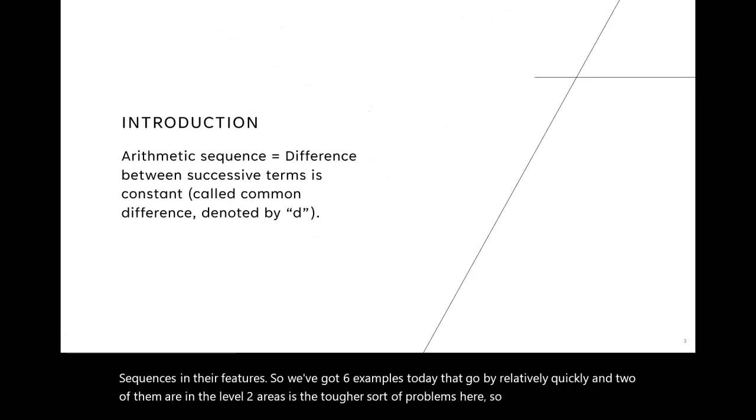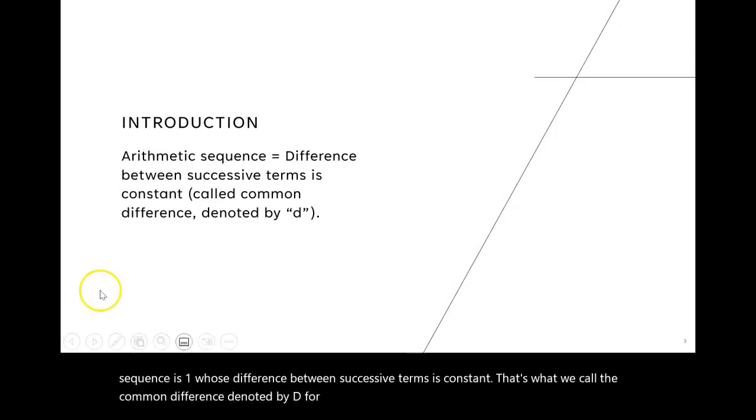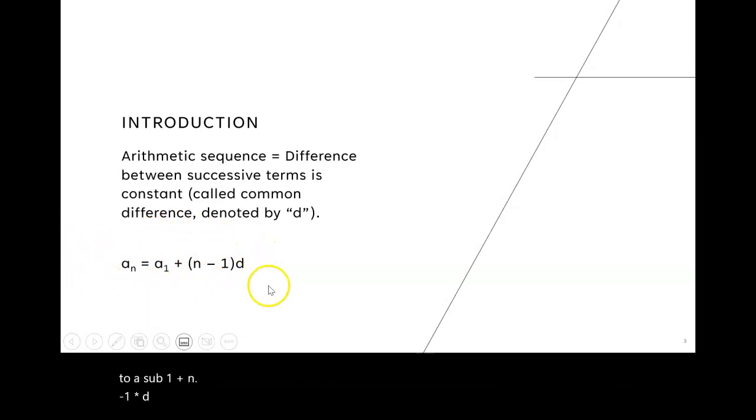So an arithmetic sequence is one whose difference between successive terms is constant. That's what we call the common difference, denoted by d for difference, so it makes sense. And we'll have a formula for our arithmetic sequence based on our term n and our difference d, and it goes a sub n is equal to a sub 1 plus n minus 1 times d. All right, and if you worked on the lab, you know where that formula comes from.